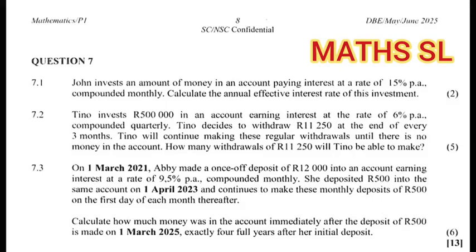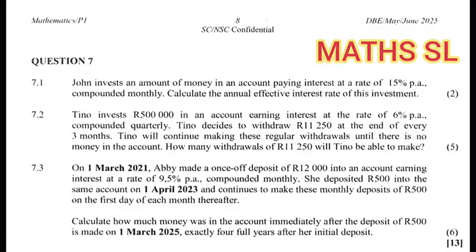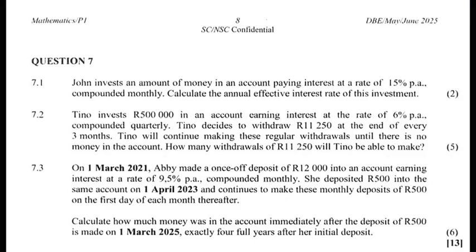I'm Saqib Latif. This is question number 7, a financial maths question. Question 7.1 says John invests an amount of money in an account paying interest at a rate of 15% per annum, compounded monthly. Calculate the annual effective interest rate of this investment. So this is an effective interest rate question. I'll show you how to solve.